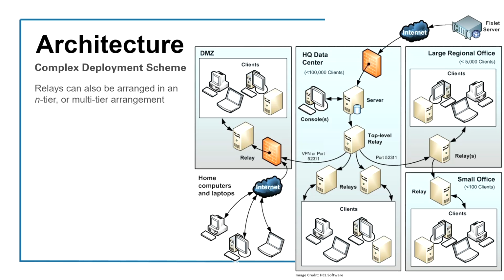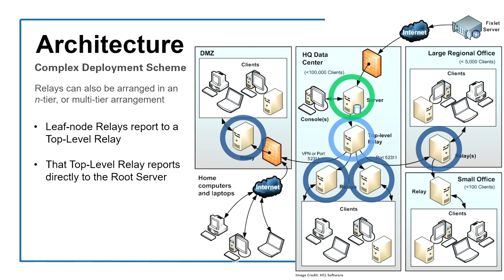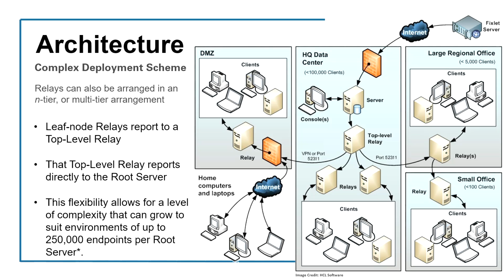In a more complex deployment scheme, relays can be arranged in multiple tiers, where leaf node relays report to top-level relays, and the top-level relays report directly to the root server. In this layout, leaf node relays can host other relays while at the same time hosting clients. It is this flexibility that allows easy scaling of the environment up to 250,000 endpoints using a single root server.